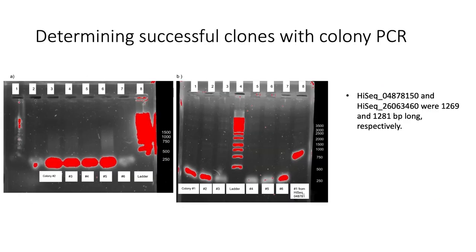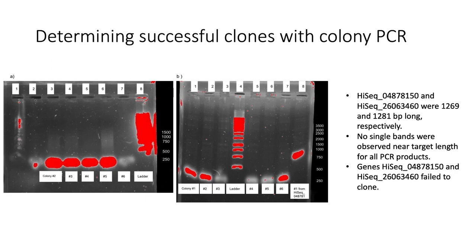This is what our results looked like. After Gibson assembly, we did colony PCR in order to determine if we have any successful clones or not. Our genes HiSig 150 and 460 were 1269 and 1281 base pairs long respectively. We didn't see any single bands near the target length region for all of our colony PCR products, and we concluded that our cloning attempts were unsuccessful. This was indeed confirmed by sequencing data. The only successful clones were from gene HiSig 380 from group 3 E. coli, so we used these clones for the next steps.